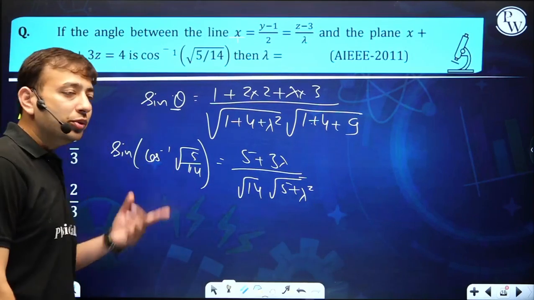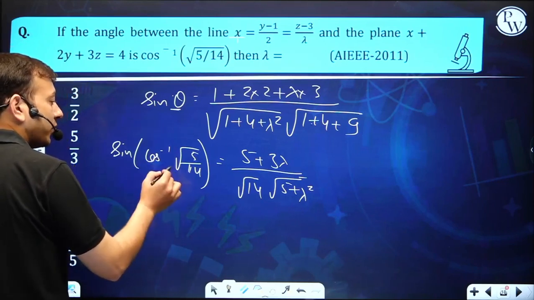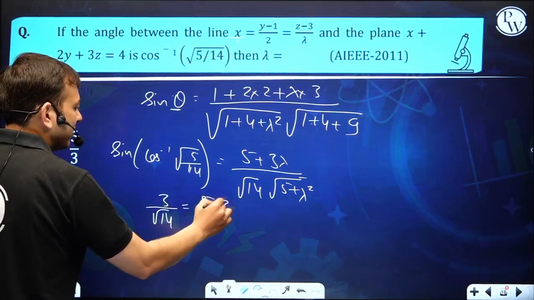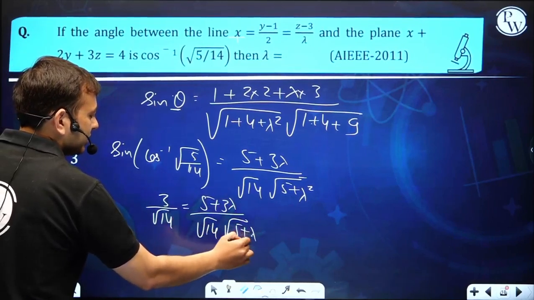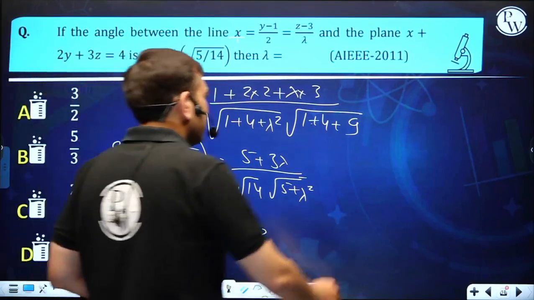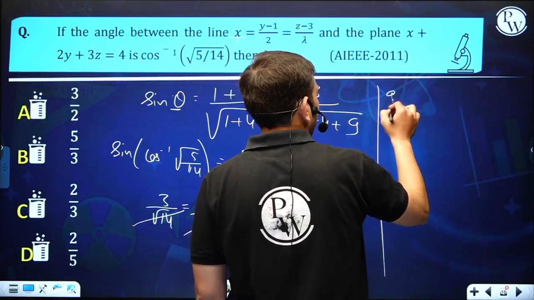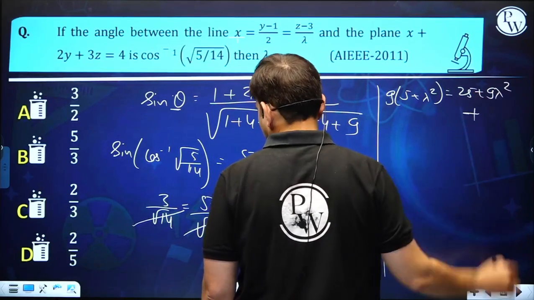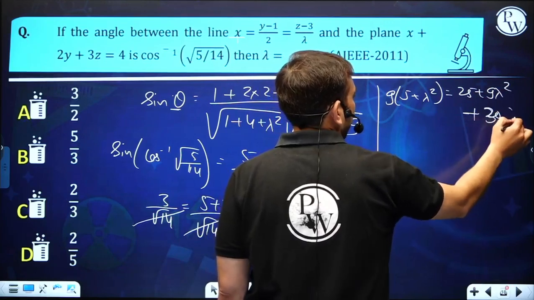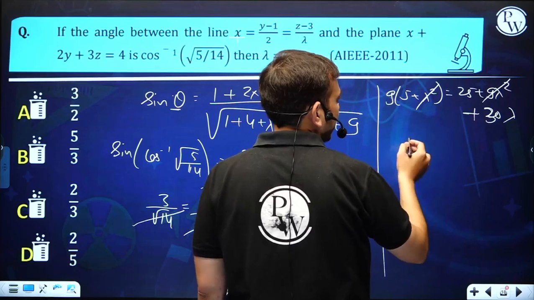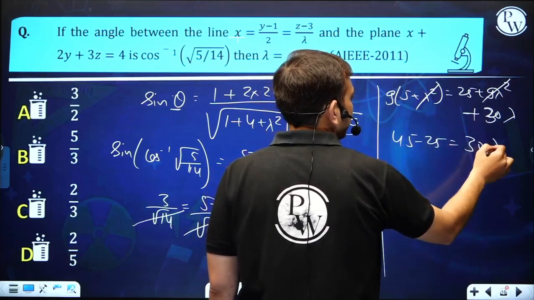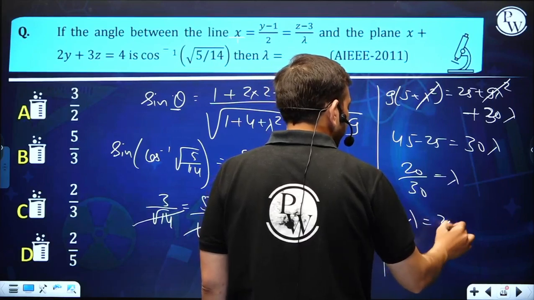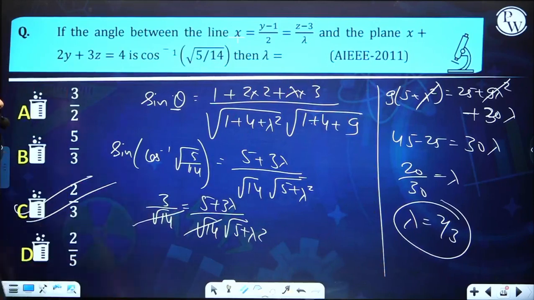Now we need to convert this cos into sine. If you convert cos into sine, root of 14 minus 5 is 9, so 3. So 3 by root 14 equals (5 plus 3 lambda) over root 14 times root of (5 plus lambda square). Root 14 is cancelled. So multiply both sides and square. It will become 9 into (5 plus lambda square) equals 25 plus 9 lambda square plus 5 threes are 15, 15 twos are 30 lambda. So lambda square and 9 lambda square get cancelled. 45 minus 25 equals 30 lambda. So 20 by 30 equals lambda. Lambda equals 2 by 3.